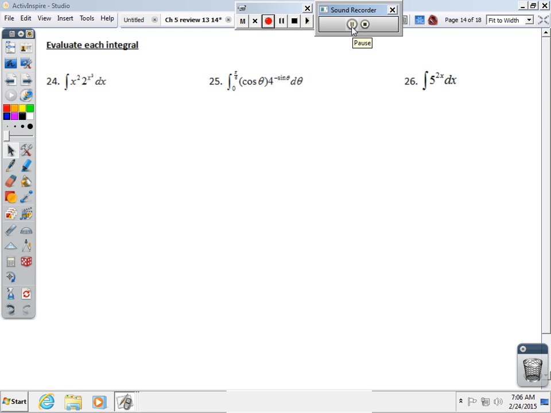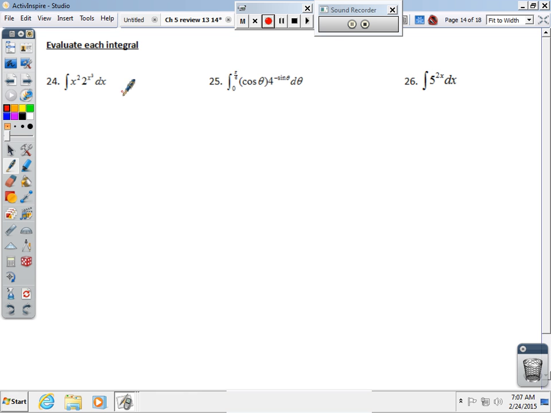All right, for this last set, these integrals, there's quite a few of these: 3, 6, 9, 12, 13. I'm not going to do them all. There's some that are very similar. So, okay, first one, number 24.